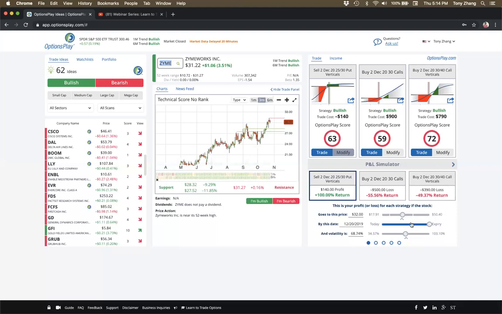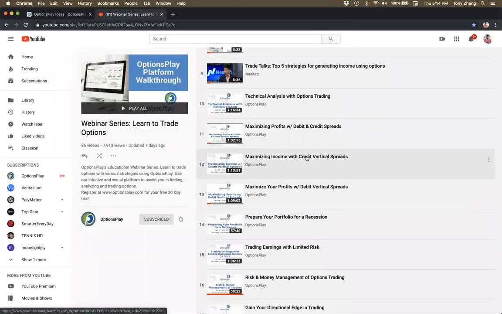S. Roy is asking, any tips on how to select a good risk-reward ratio in credit spreads? So the risk-reward ratio that we find for credit spreads is very simple. You want to collect 1/3 of the width of the spread. That is the golden ratio of a credit spread. So again, if you want to learn more about that, I highly recommend you take a look at our video on maximizing income with credit vertical spreads.